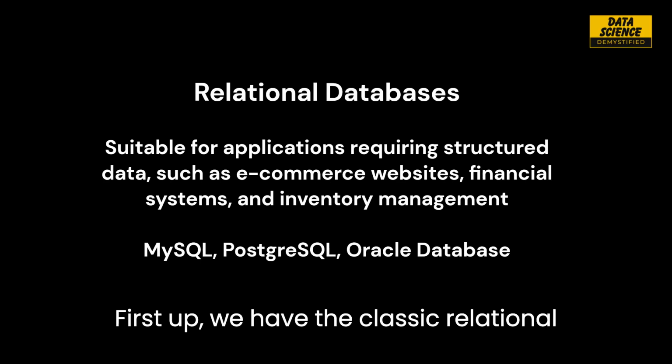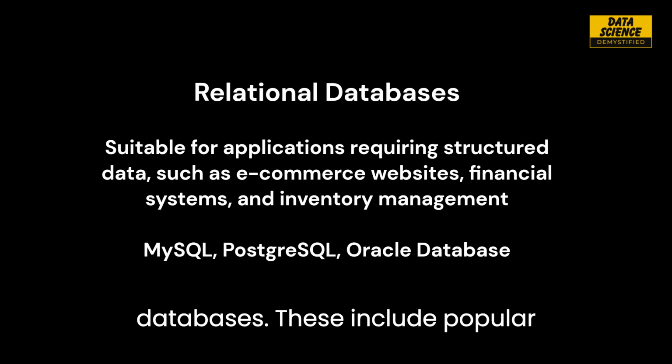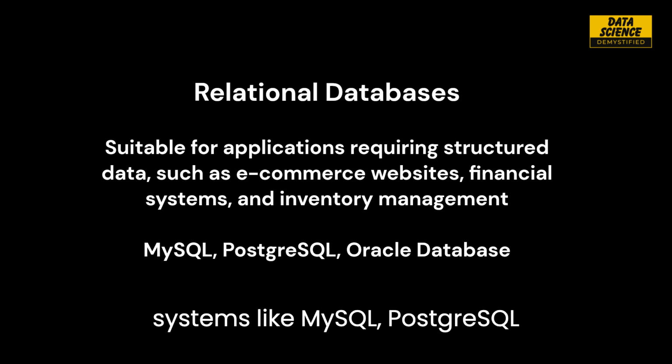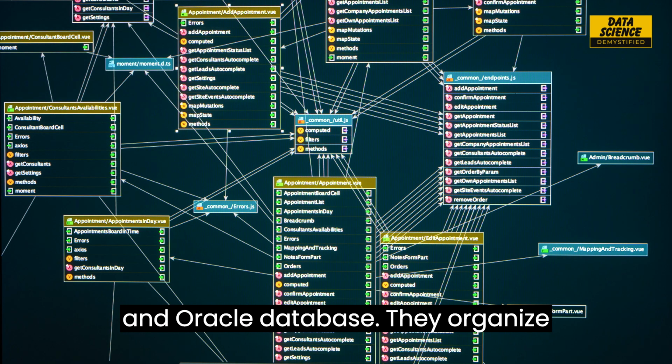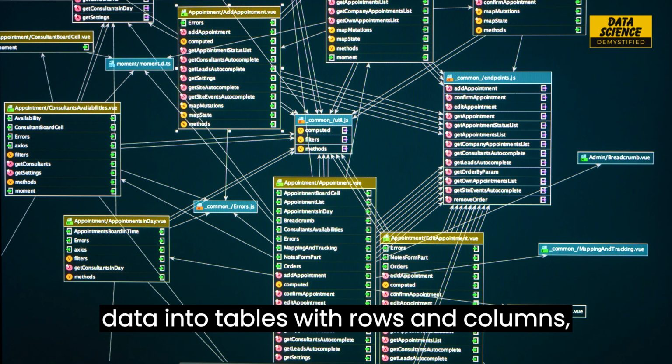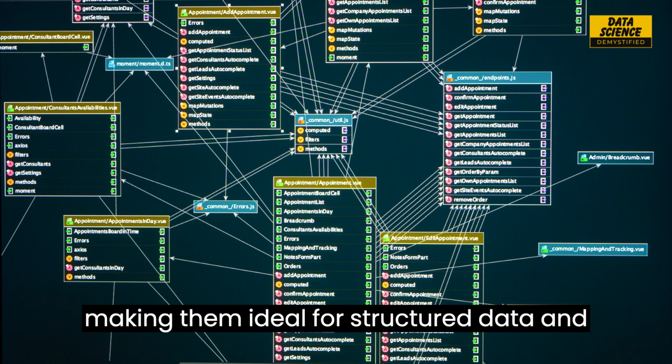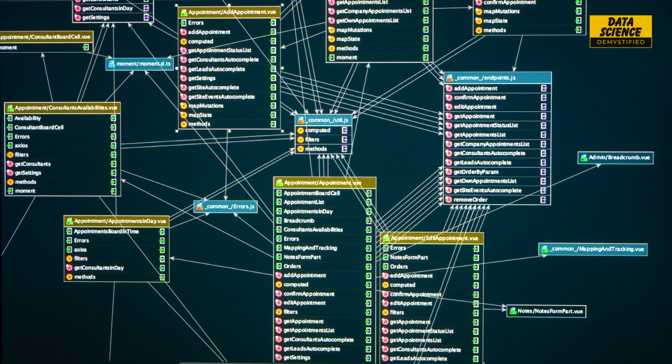First up, we have the classic relational databases. These include popular systems like MySQL, PostgreSQL, and Oracle database. They organize data into tables with rows and columns, making them ideal for structured data and complex queries.